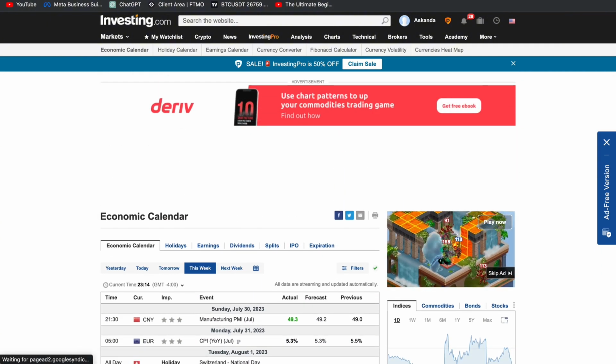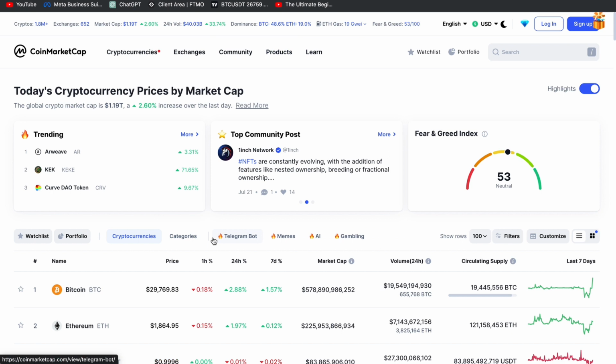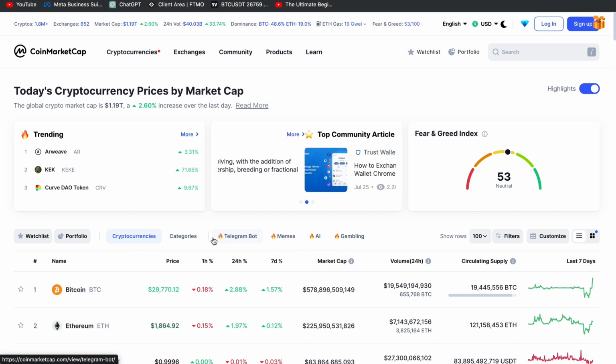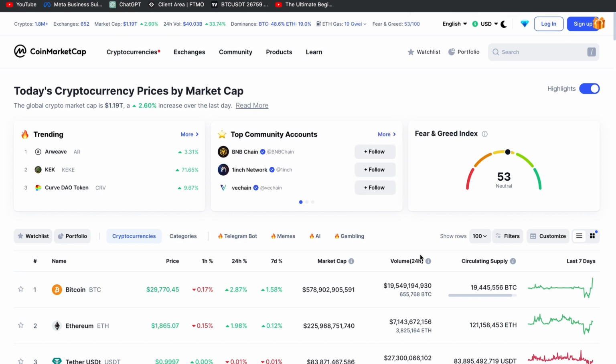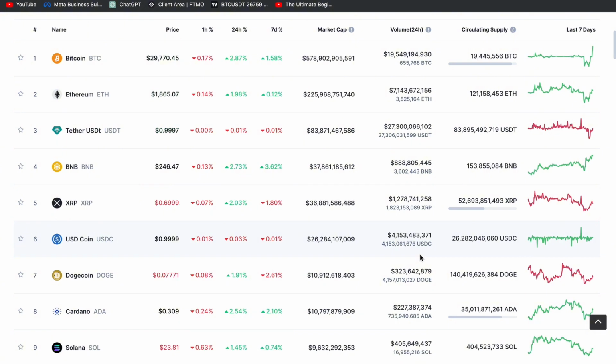So now let's say we want to trade a particular pair. For us to know whether we want to buy or sell, we have just checked the economic calendar to know the fundamentals of this week. So the next thing is for us to go to CoinMarketCap and select the coin that we are going to trade. And I gave you guys three indicators.